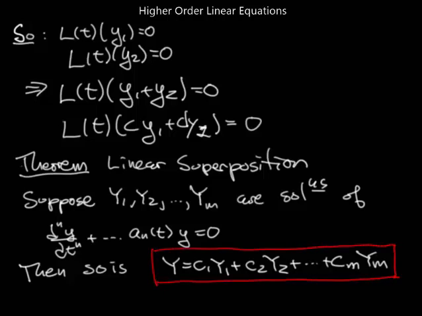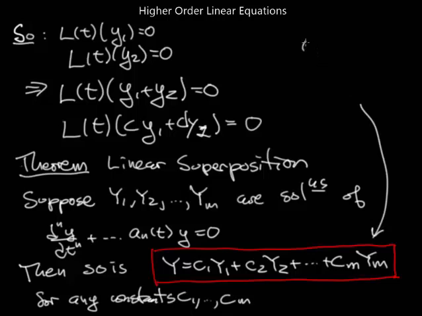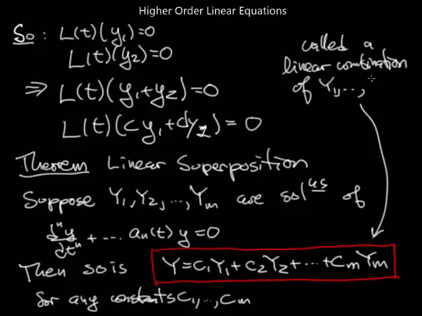So that's the linear superposition principle. If you have a bunch of solutions, you can add them, you can multiply them by constants and add them and get new solutions. And that's for any constants. This thing in the red box we just refer to as a linear combination of the y's. So this is very powerful. It tells you exactly what the solutions of a homogeneous higher order linear equation look like. They're built up out of solutions using the superposition principle.